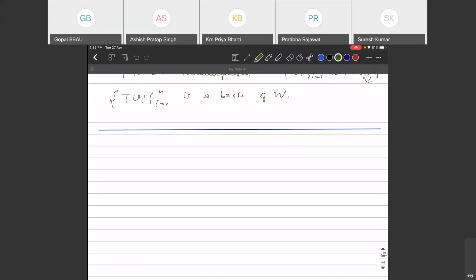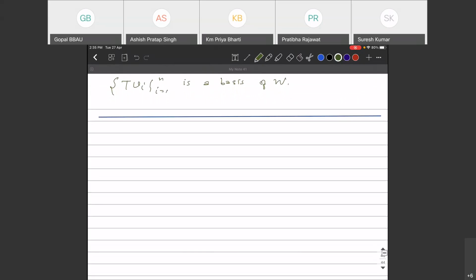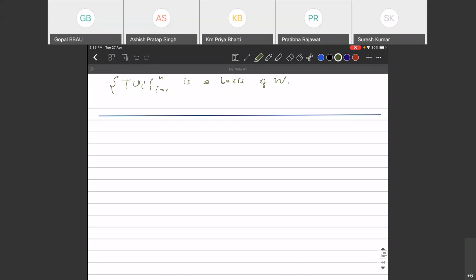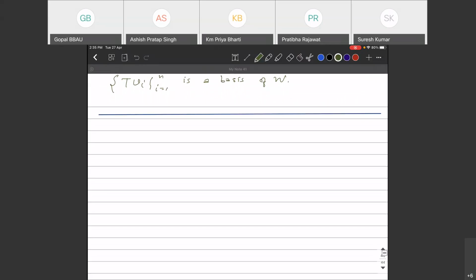So what you will do is you will prove that TVi is linearly independent and it spans W, correct? Spanning and LI. So then you can say TVi is the basis of W. So let's first prove why TVi is linearly independent. For proving linear independence, you take a linear combination and say it is 0. You know T is an isomorphism, means it is a linear transformation. So using linearity of T, we get this. Is it correct?